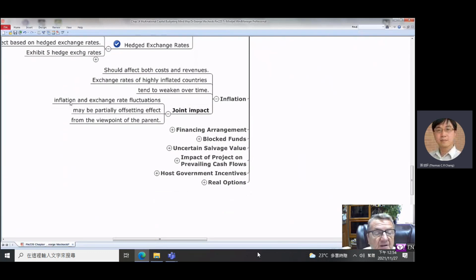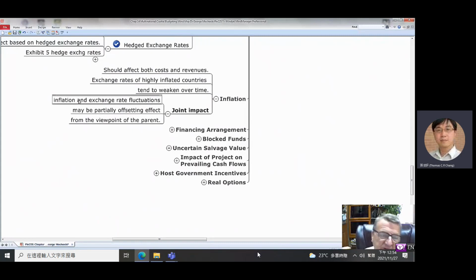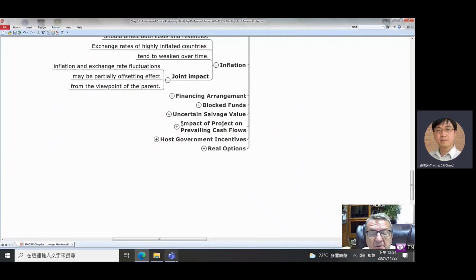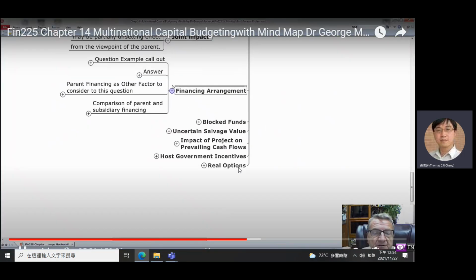Joint impact: inflation and exchange rate fluctuation. Keep them together because usually they're tied fairly closely. Remember, the exchange rate and the inflation rate, or the consumer price index, give me a good indicator. There may be a partially offsetting effect from the viewpoint of a parent. Now, financing arrangements.